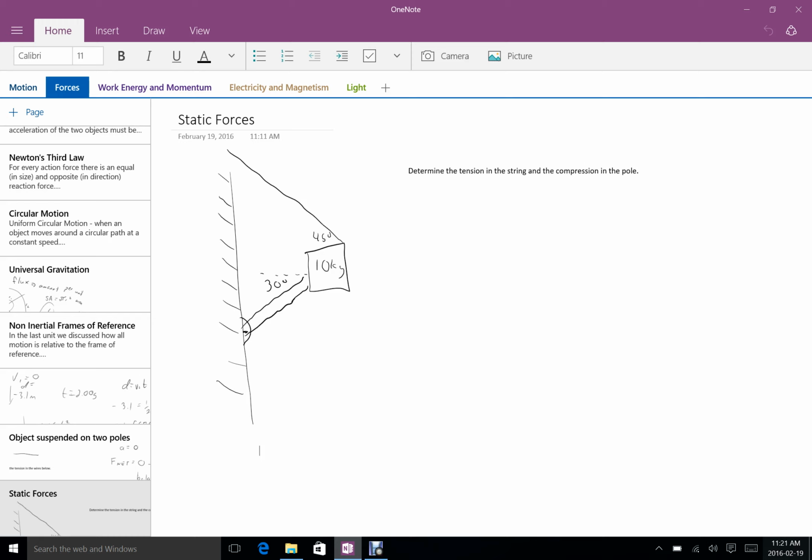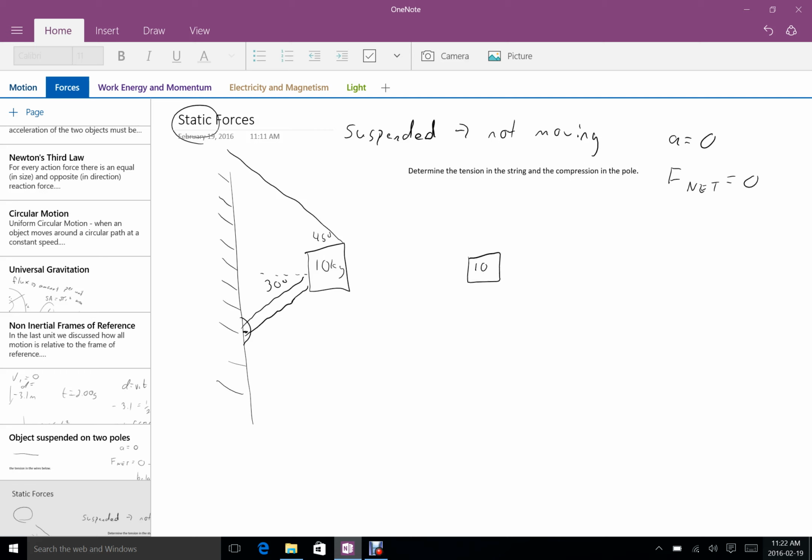So here, if it's going to hold up the sign, as in we have static forces, or the object is suspended, then what that means is that the object is not moving. Its acceleration is 0, and if its acceleration is 0, then according to Newton's first law, we know that the net force acting on the object is 0. So we're going to do a free body diagram here. There's our 10 kilogram object, and we're going to have a tension that I'll call T in the string and a compression that I'll call C in the pole.